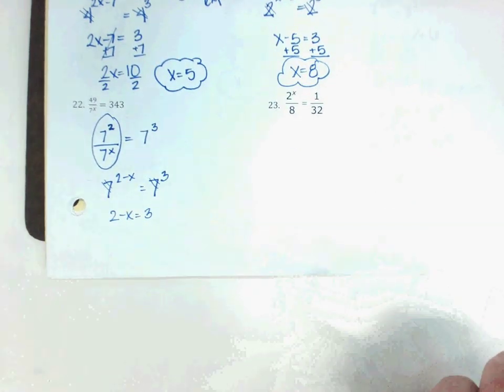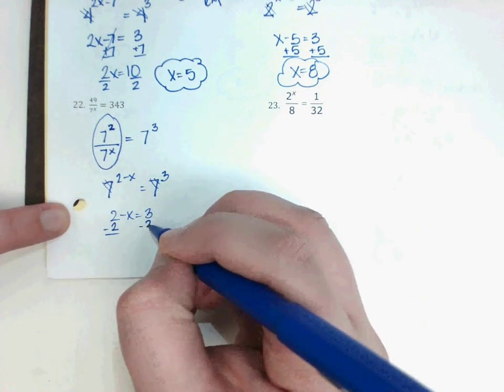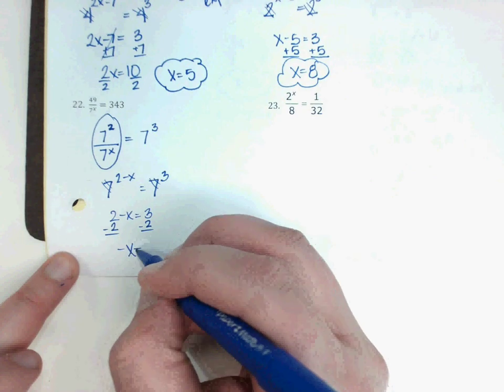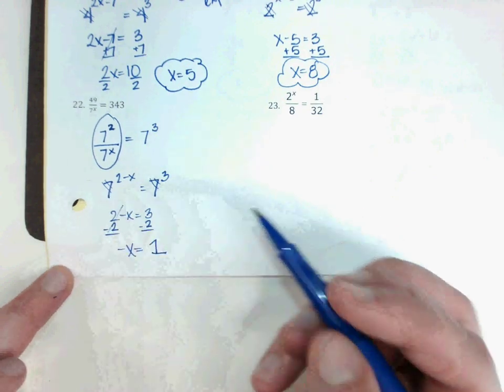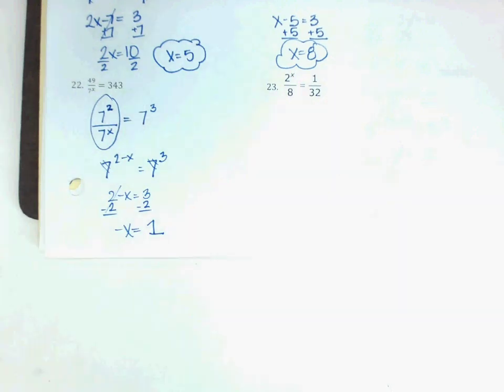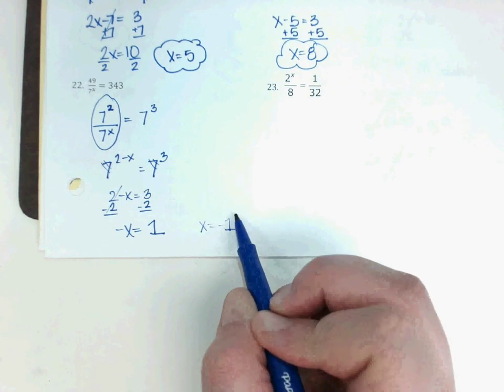How do I get rid of the 2? Subtract it across, right? Because it was a positive 2. What is 3 minus 2 left over? 1. So I have negative x equals 1. What's my last step? Divide by negative 1, or you can just change the signs. So if it's a negative x here, then a positive x equals negative 1.